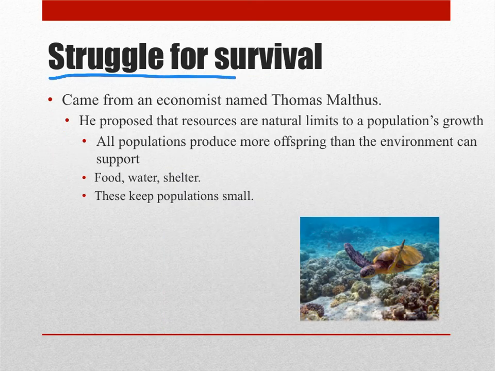The struggle for survival came from an economist named Thomas Malthus. He proposed that since resources are limited, these limits on natural resources would actually affect the population's growth. All populations produce more offspring than the environment can support, because the species is going to want to survive. So you're going to have more than the environment can support. Food, water, shelter would all be things that organisms would need in order to live. And because these resources are scarce, it keeps populations small.